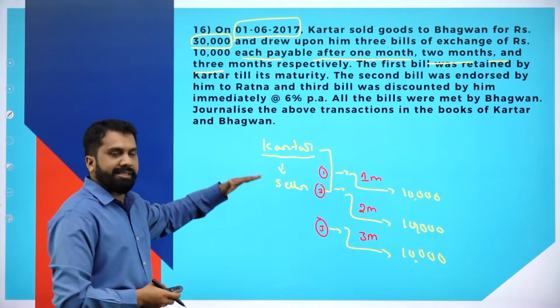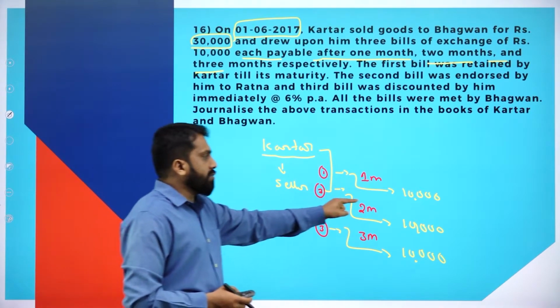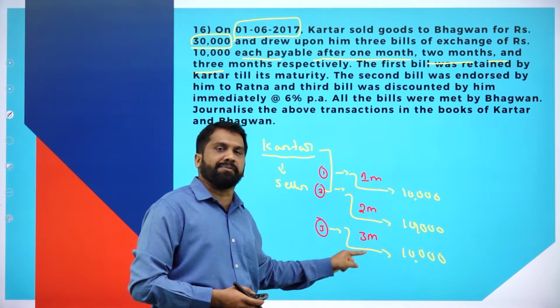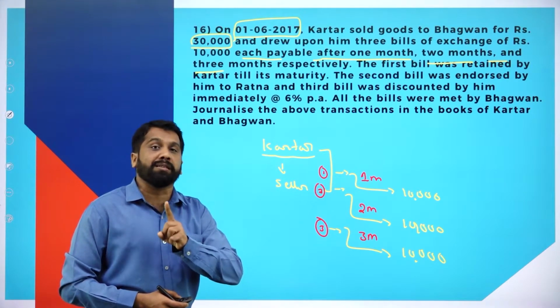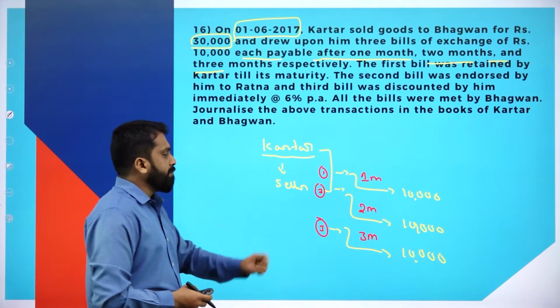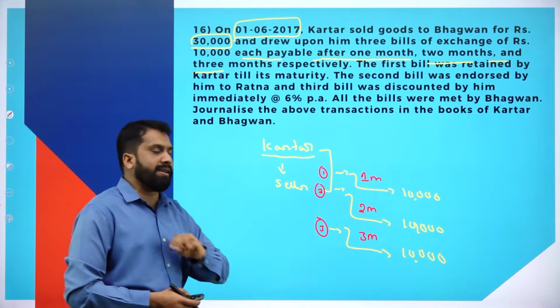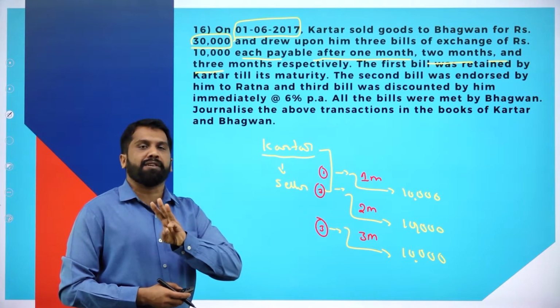So Kartar is the seller. He sold goods 3 times. One is worth rupees 10,000. Second one again 10,000. Third one again 10,000. For the first one he has given 1 month time for the payment. Second one he has given 2 months time for the payment. And the third one he has given 3 months time for payment.